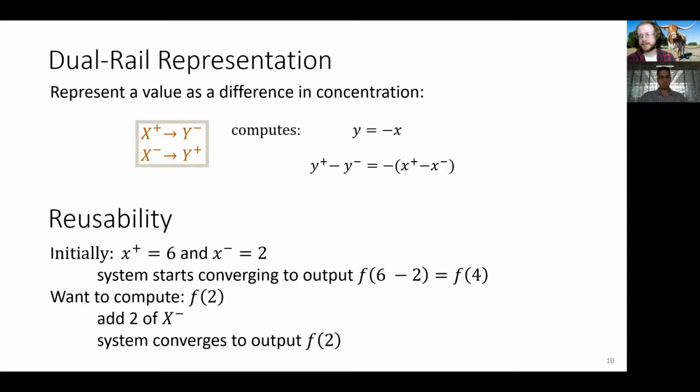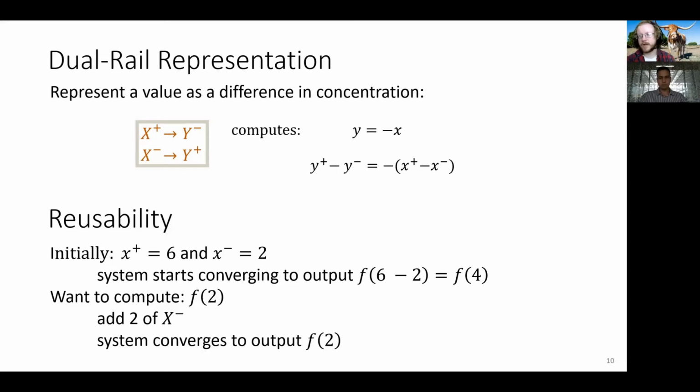And maybe it finishes converging, maybe it doesn't, but let's say we want to compute a different function. An easy thing we can do is just add 2 copies of X minus, and now we know that the system will converge to the output F of 2. So this is the sense in which it's reusable. You can just add more inputs and it will compute the output related to those inputs.